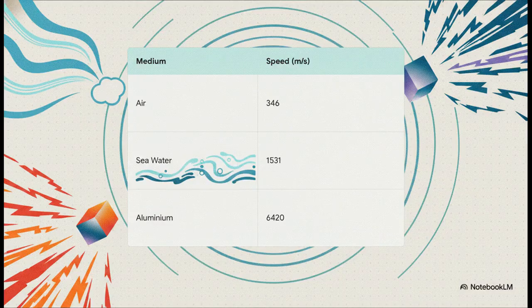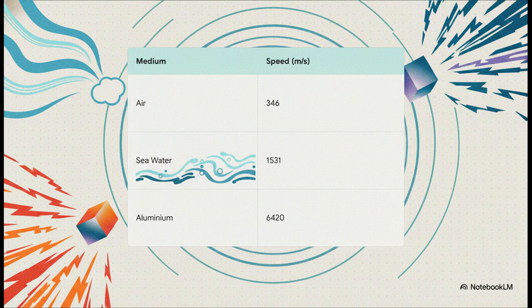To put that speed into perspective, think about these numbers, because it's pretty mind-blowing how dramatically the speed of sound jumps as we move through different states of matter. We generally think of sound moving through the air, right? And in standard room temperature air, it travels at roughly 346 meters per second. But look at aluminum.